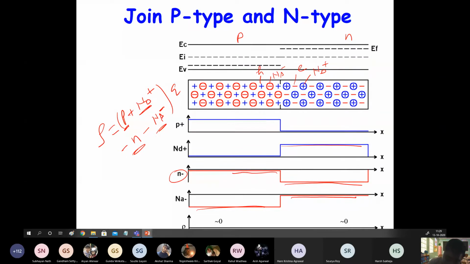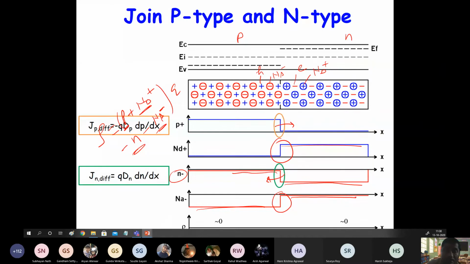Now, the donor ions and the acceptor ions are fixed charges. They do not move. Only the electrons and holes will move, right? Holes will move from high concentration to low concentration, and electrons will also move from high concentration to low concentration. So what will happen? This region will basically get depleted of carriers because these electrons and holes would have jumped across and recombined, exposing the fixed charges.